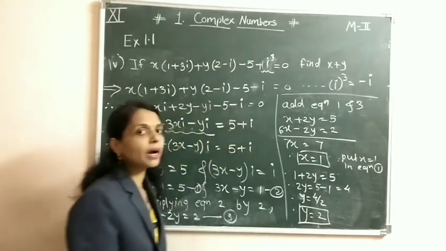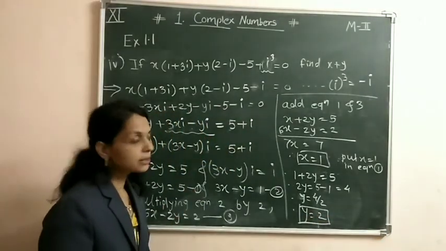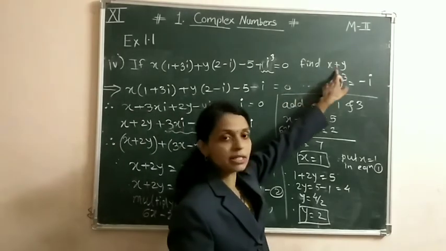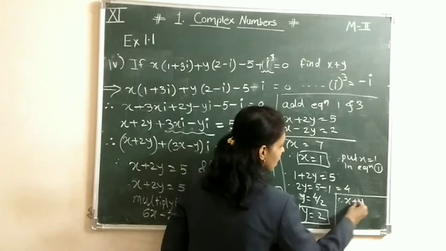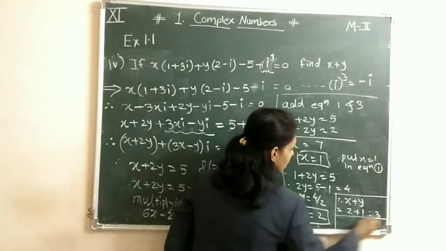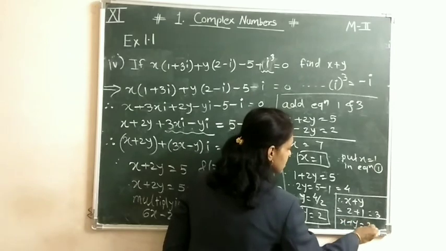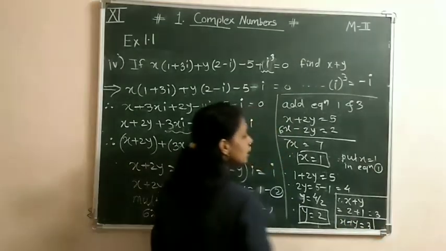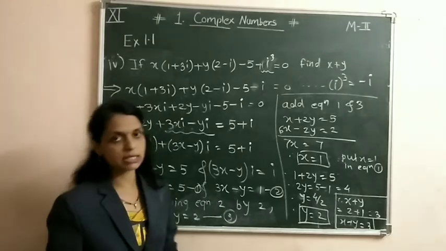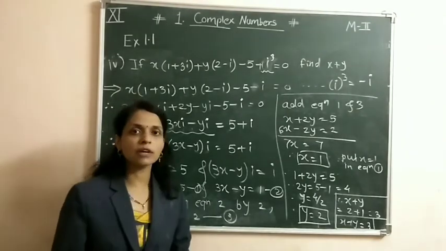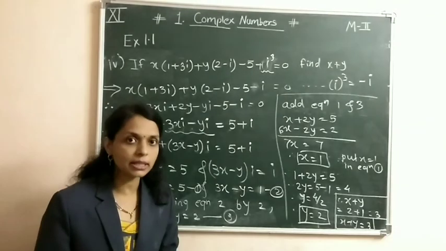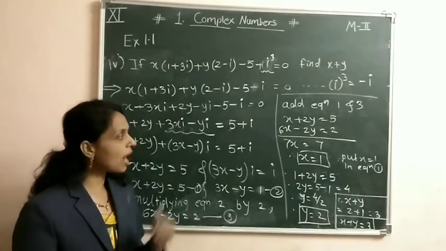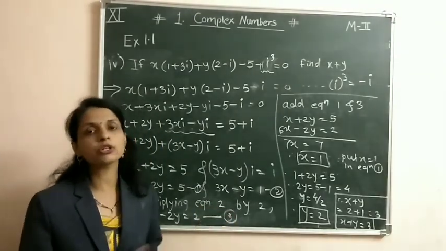But we don't want to find out the value of x and y. The last question is find x plus y. So we can write here, therefore, x plus y is equal to 2 plus 1 is equal to 3. x plus y is equal to 3. So here we have completed the first exercise. The remaining sums are for your practice. Do it well. And dear student, the next part is reduced from your syllabus. So after this 1.1, we are going to start the 1.2.